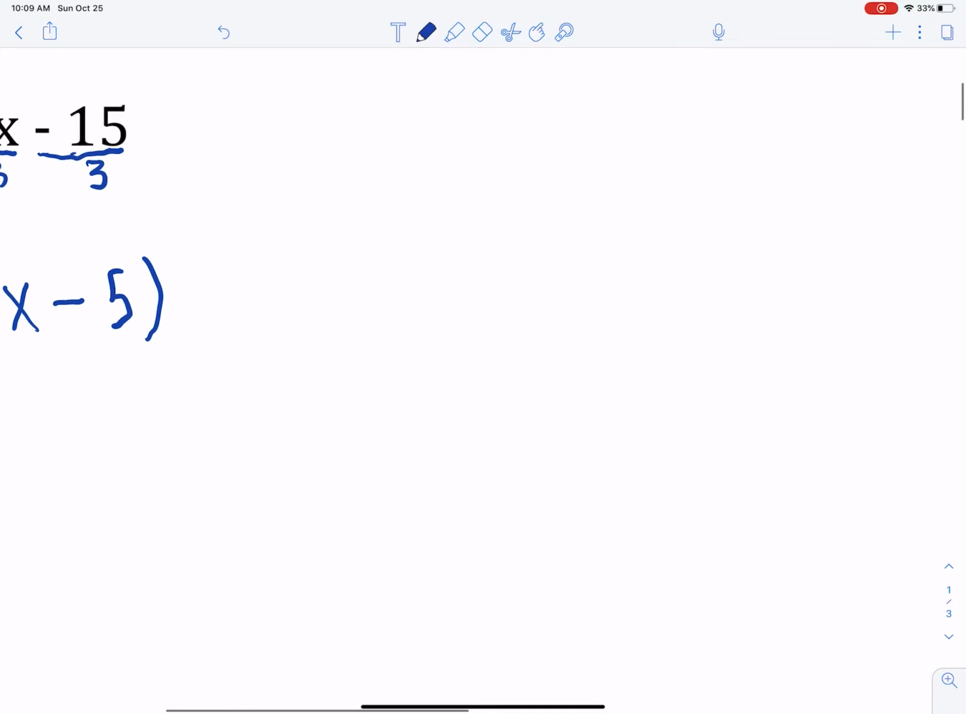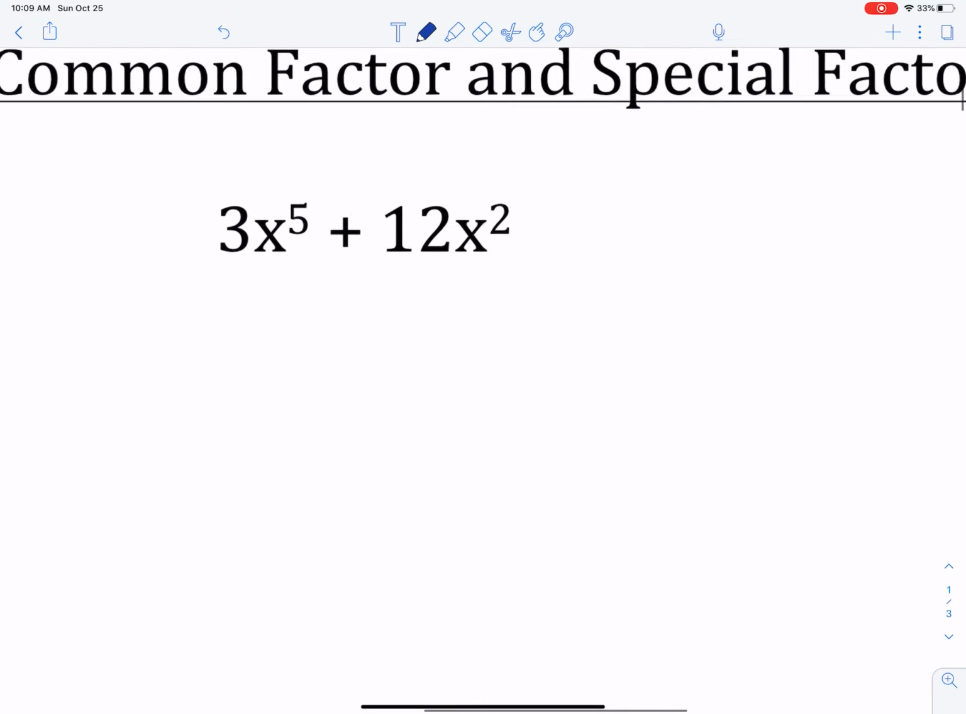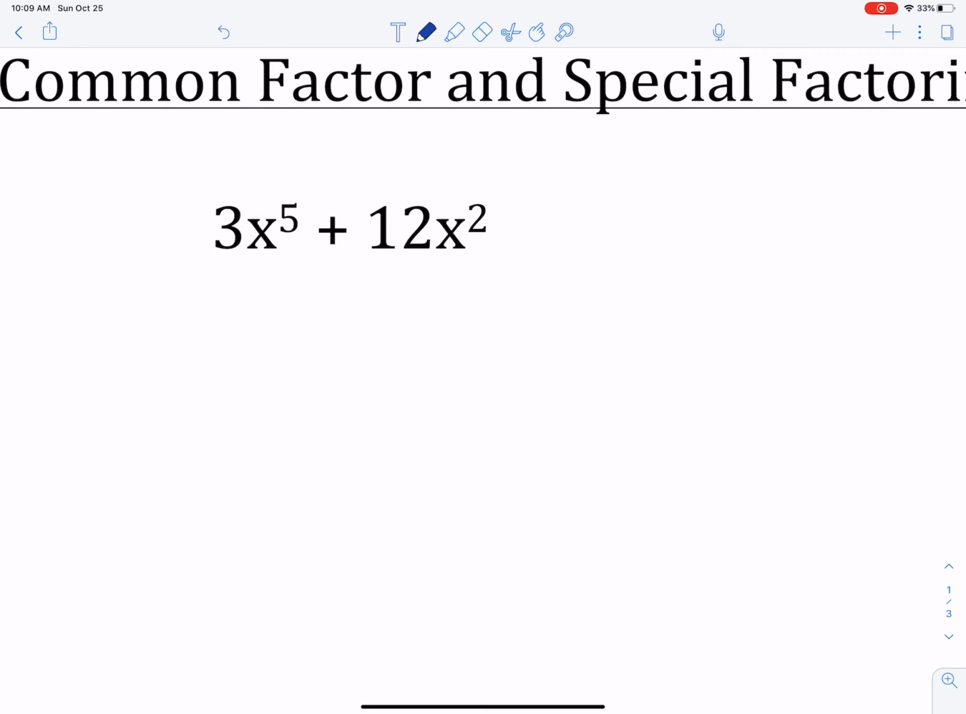Let's take a look at another example. Here we have 3x to the fifth plus 12x squared. So we're looking at the 3x to the fifth term and the 12x squared term. So thinking of the numbers 3 and 12, those are both divisible by 3, so we're going to factor out a 3 again. The thing that makes this one different than the previous problem is the variables, x to the fifth and x squared. When you have a variable that is in both terms, you can factor out the smallest of the powers of the variable that are there.